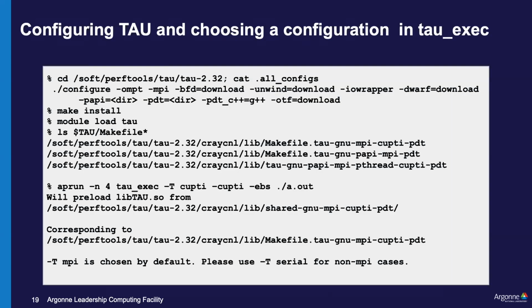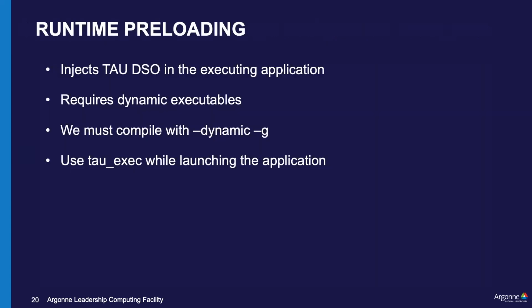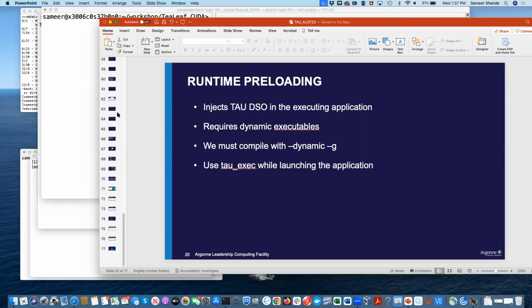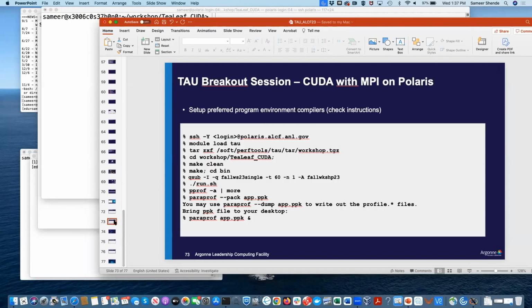If I configure Tau with a certain set of parameters, it makes a stub makefile in an architecture lib directory which specifies those tags. And it's the same tags that I specify with the -T argument. So I can say -T CUPTI, which stands for CUDA Profiling Tools Interface, or show me how much time is being spent in the GPU runtime. So we have an example, a workshop, and you can see that information over here in this workshop directory.